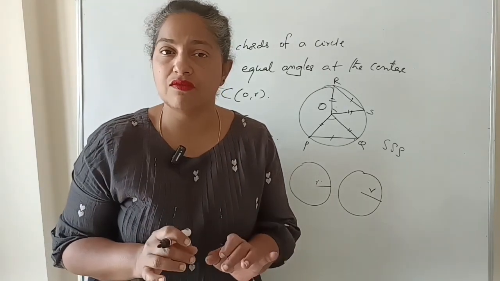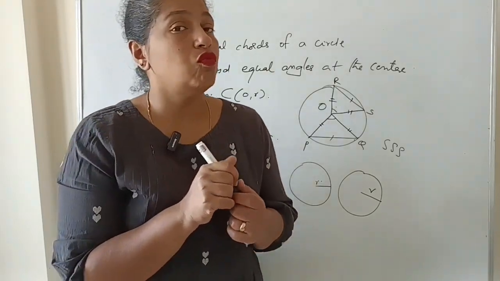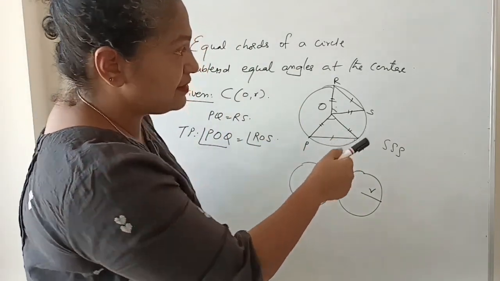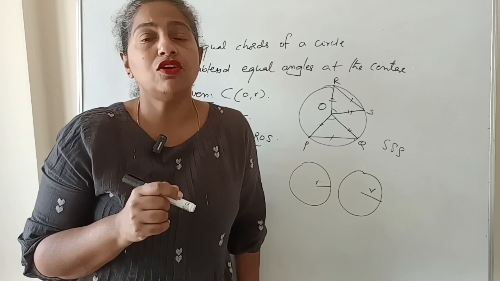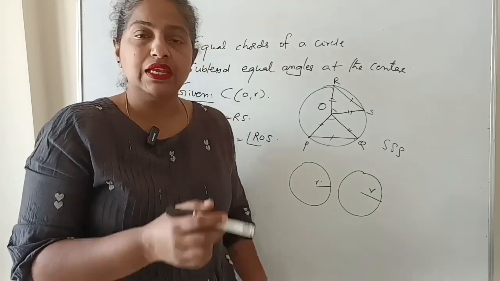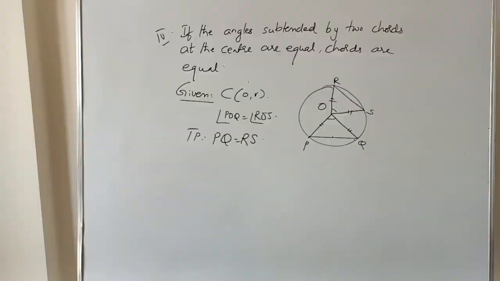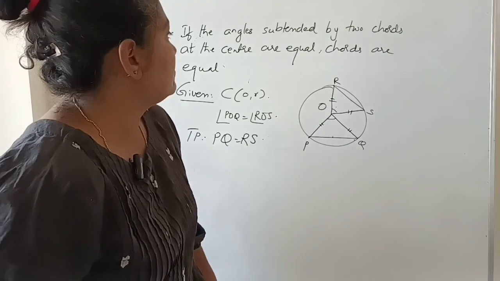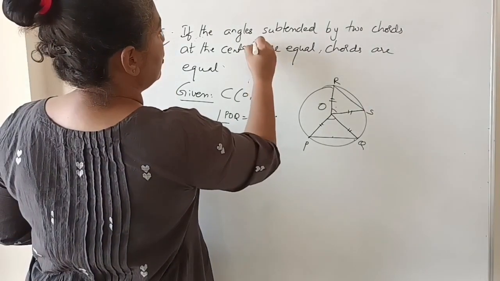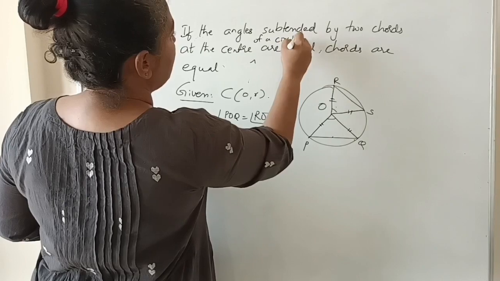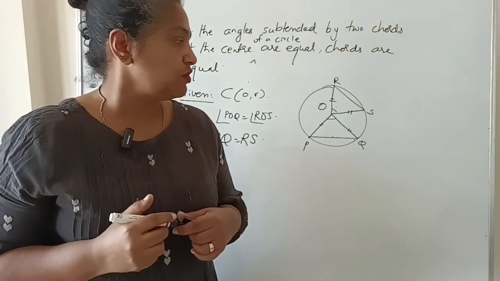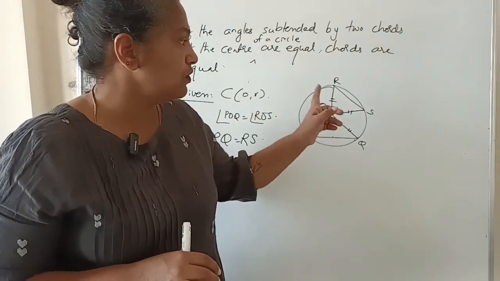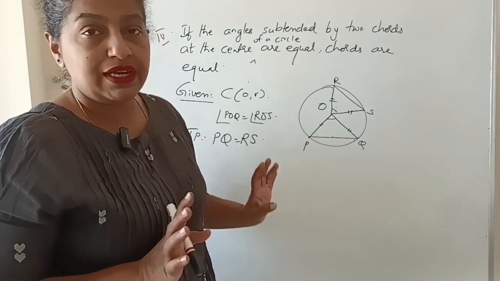So, obviously, the next theorem will be the converse of this theorem. What is the converse of this particular theorem? If the angles subtended at the center by two chords are equal, then the chords are also equal. Now let us take the proof of that theorem. So I have written the fourth theorem: if the angles subtended by two chords at the center of a circle are equal, then the chords are equal. I am not even changing the diagram. Please mention the construction that you are doing, which is joining OP, OQ, OR and OS. Now let us start with the proof.